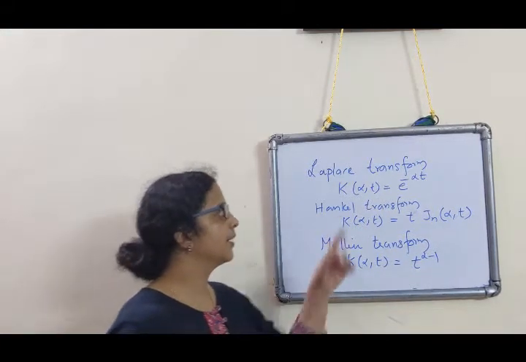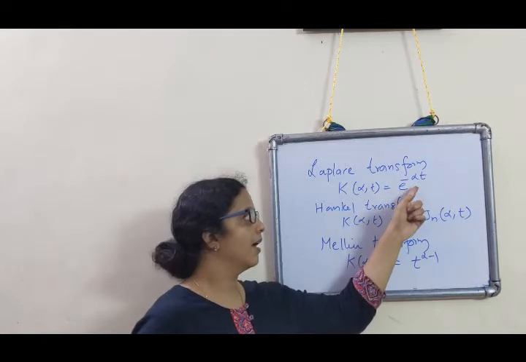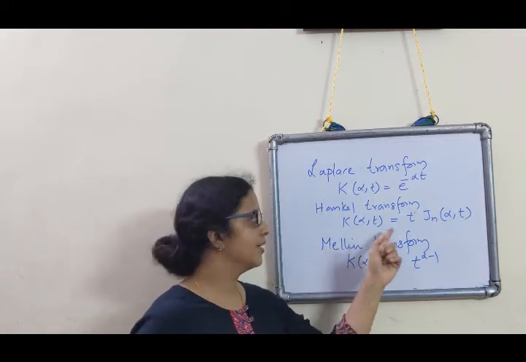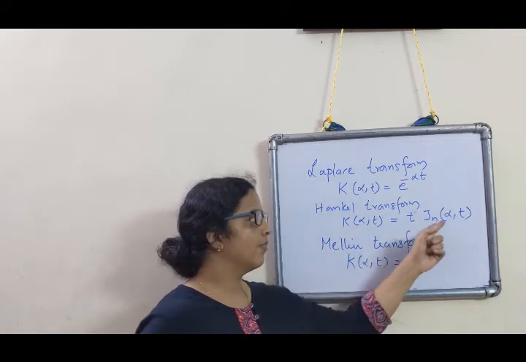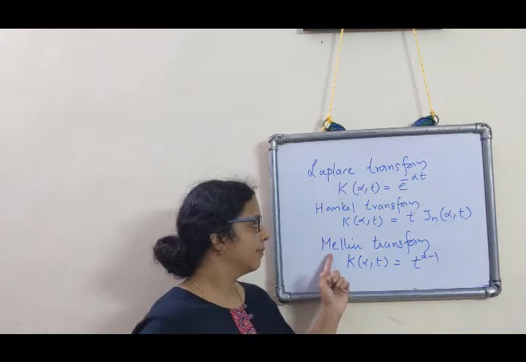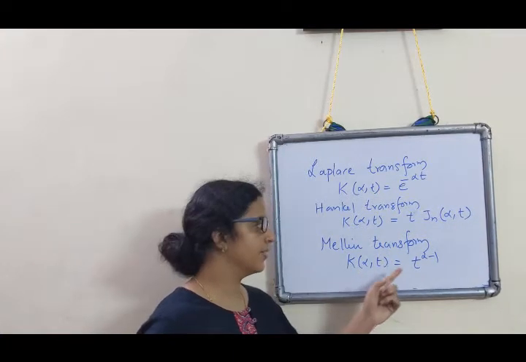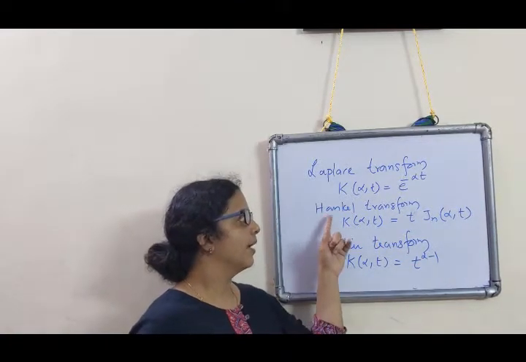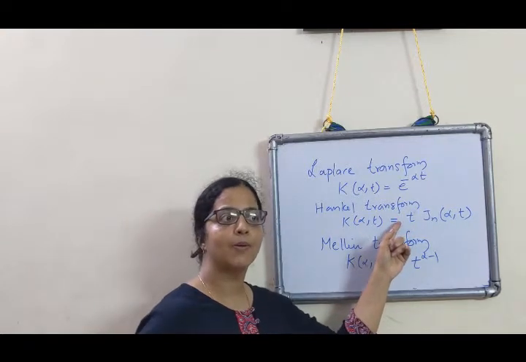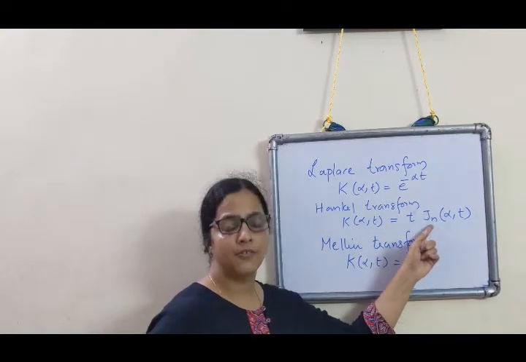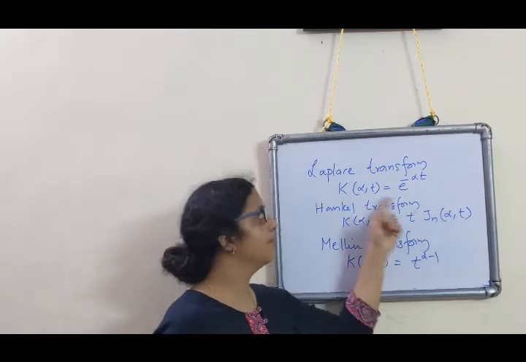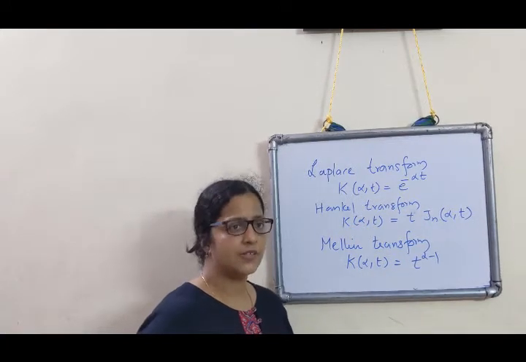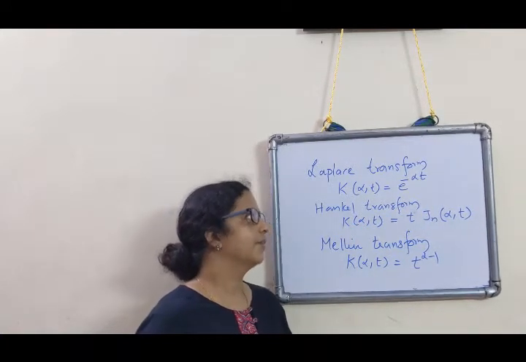The Laplace transform kernel function is e raised to minus alpha t. Hankel transform: k of alpha t is equal to t J n of alpha t. Mellin transform: the kernel function is t raised to alpha minus 1. Hankel transform is used to solve potential problems involving cylindrical coordinate systems. Laplace transform is used to solve differential equations, mainly in electrical circuits, etc.